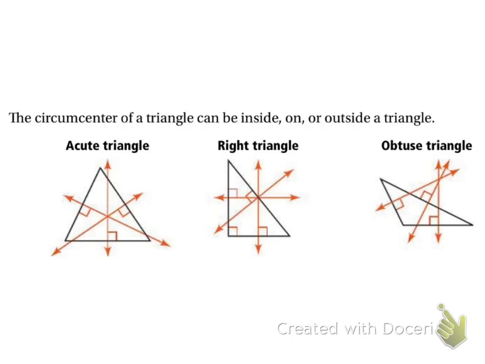Okay, when we're looking at circumcenters, if it's an acute triangle, the circumcenter is inside of the triangle. If it's a right triangle, it's going to be on our hypotenuse. And if it's an obtuse triangle, the circumcenter is going to be outside the triangle.